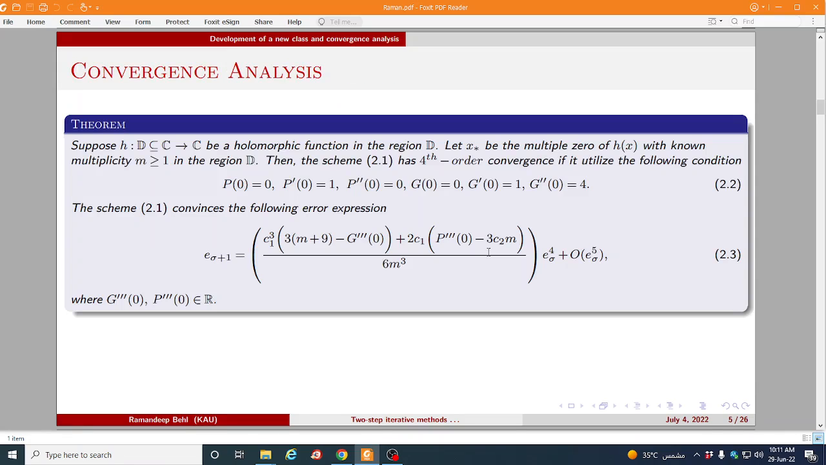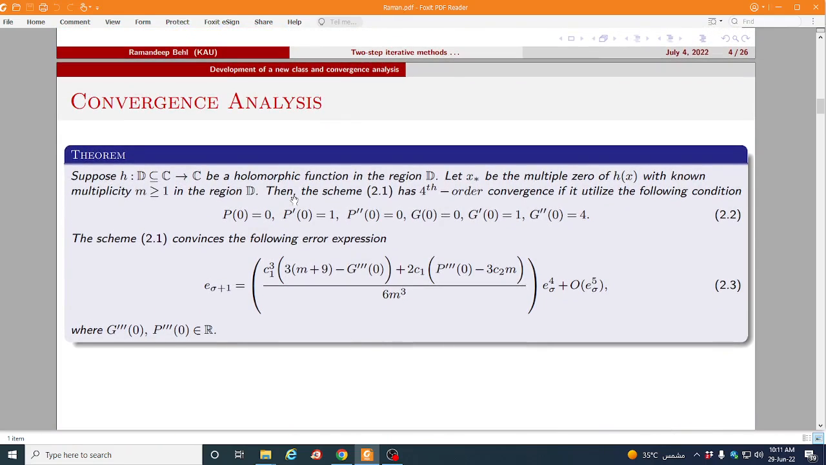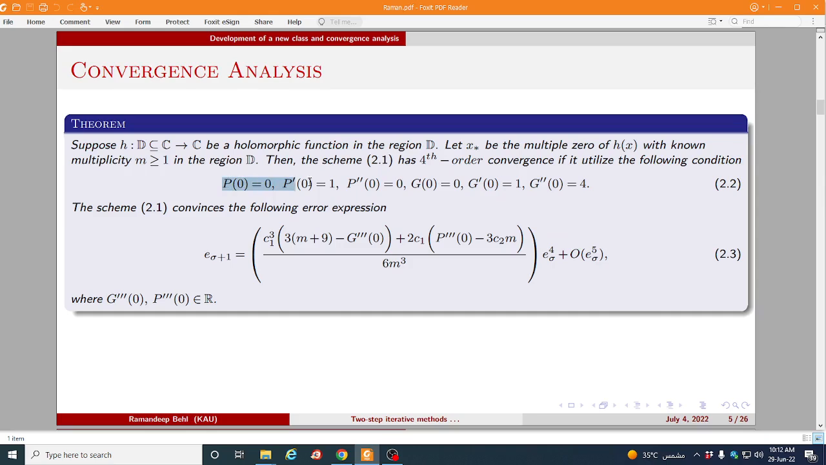So we are saying that suppose h is a function, h is a holomorphic function in the region D, and let x star be a multiple zero of it with known multiplicity m greater than or equal to 1. Then our proposed scheme has fourth order of convergence if these conditions are satisfied. The scheme 2.1 satisfies the following error equation. So this is our error equation.